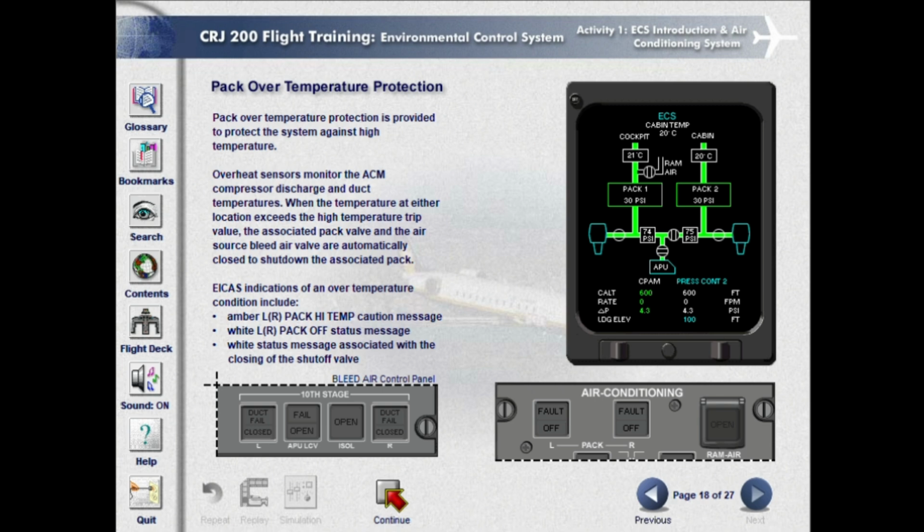ICAS indications of an over temperature condition include: amber left or right pack high temperature caution message, white left or right pack off status message, white status message associated with the closing of the shutoff valve.